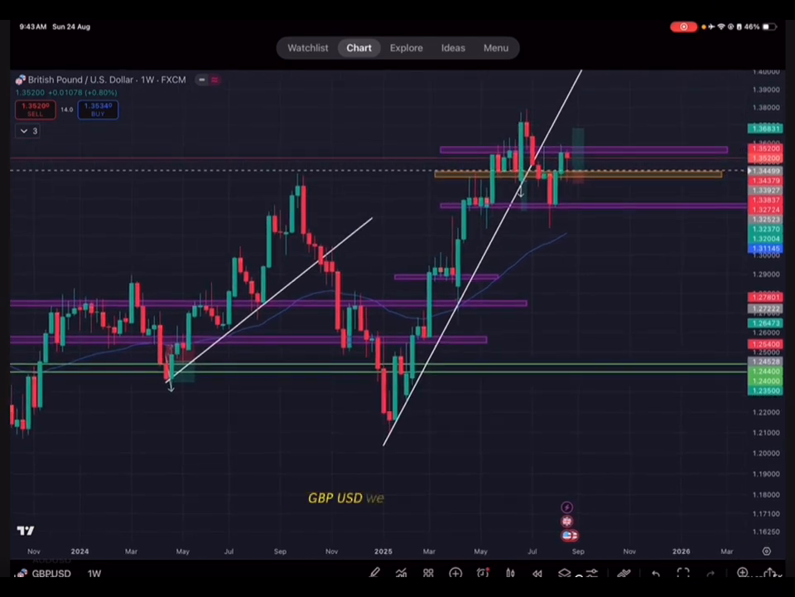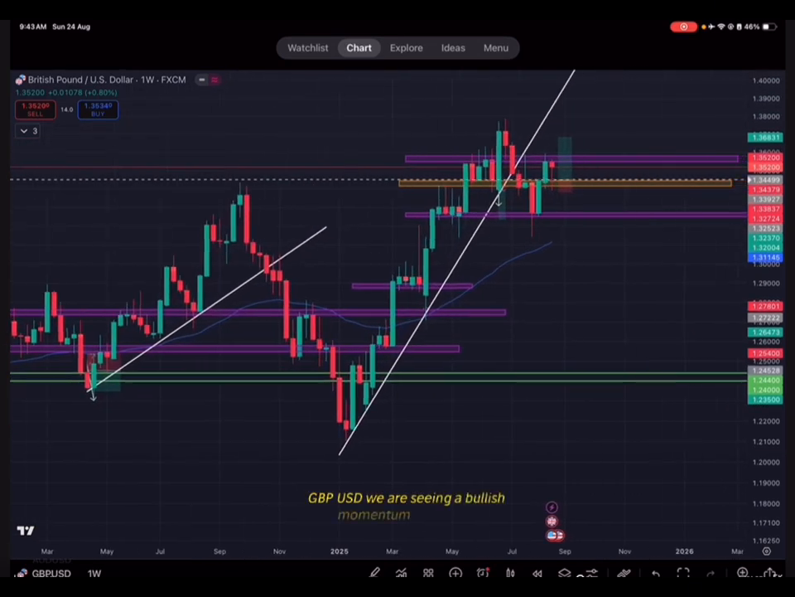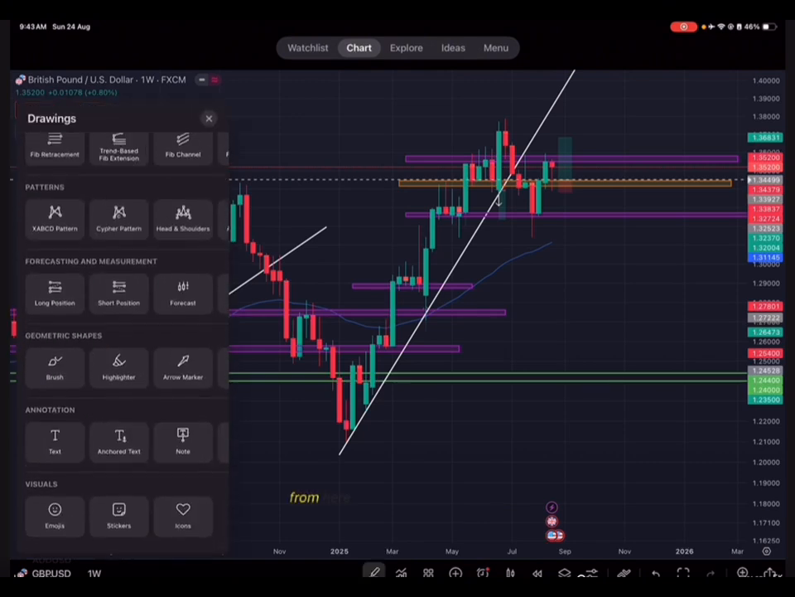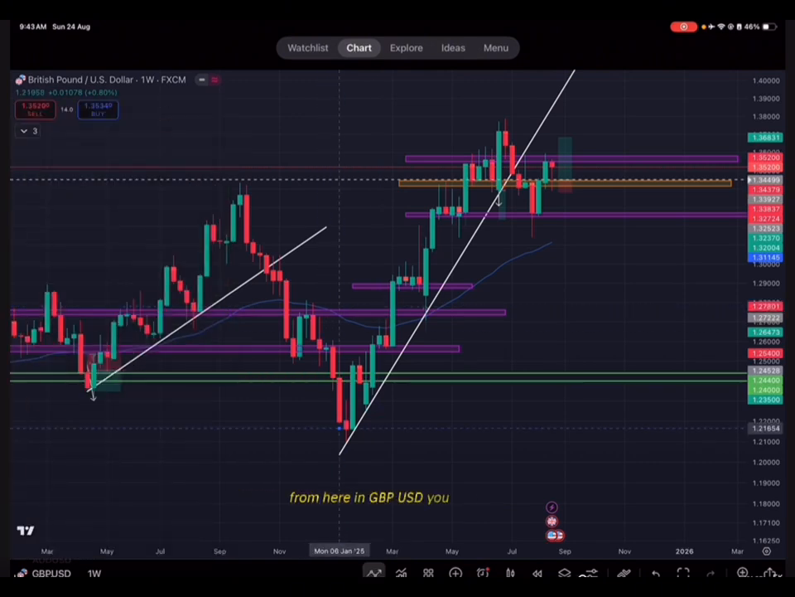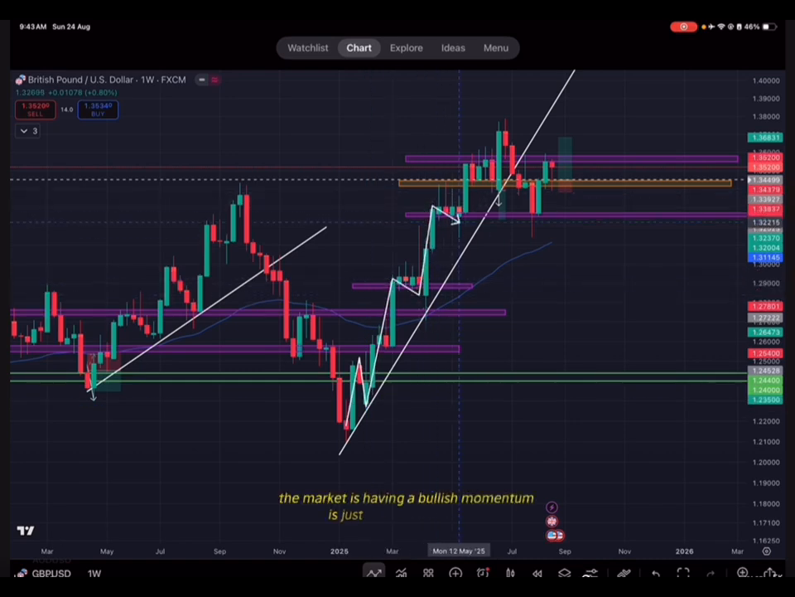GBP USD, we are seeing bullish momentum previously from here. In GBP USD, you can see the market is having bullish momentum above. It's just about creating higher lows, unless it breaks down and shifts to a downtrend.